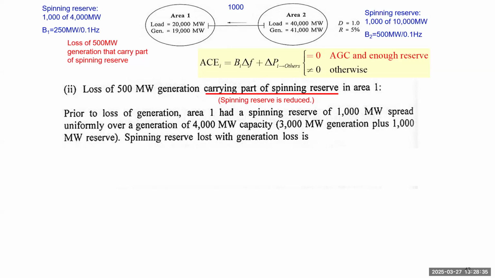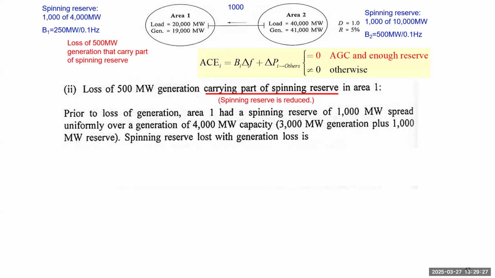We don't need to do any calculation. It will be for sure we can maintain the 0 ACE and also the original frequency. So next question. Now if we lose 500 megawatt generation that carries part of the spinning reserve in area 1, we don't know more detail, but we know originally there's a 4,000 megawatt capacity, evenly carrying 1,000 megawatt spinning reserve. But now 500 megawatt of the 4,000 will be lost, which means some spinning reserve will be lost. We need to estimate how much remaining spinning reserve we have, and then decide whether it can take care of the loss of the generation. If it's higher, a loss of 500 megawatt generation is not a big deal. You can recover frequency back.